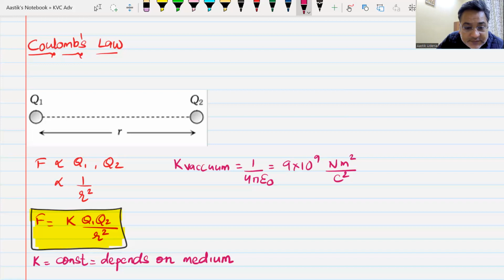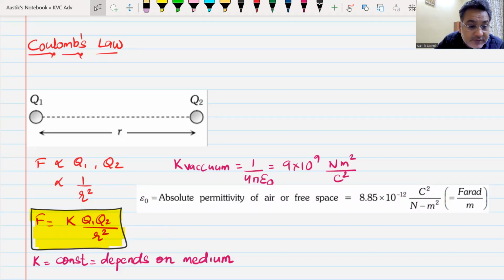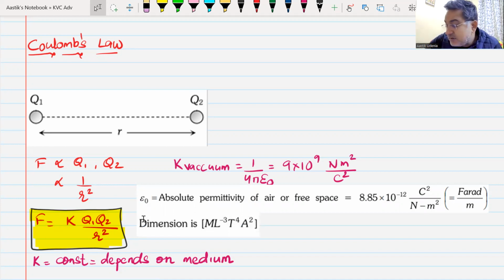Have you heard about this term epsilon naught? Yes, sir. This epsilon naught is known as the absolute permittivity of free space, and the value is 8.85 into 10 raised to the power minus 12. And remember its unit and dimension: Coulomb square per Newton meter square. The dimension of this is M^-1 L^-3 T^4 A^2. Do not forget this anywhere, anytime. Do we understand this? Yes, sir.